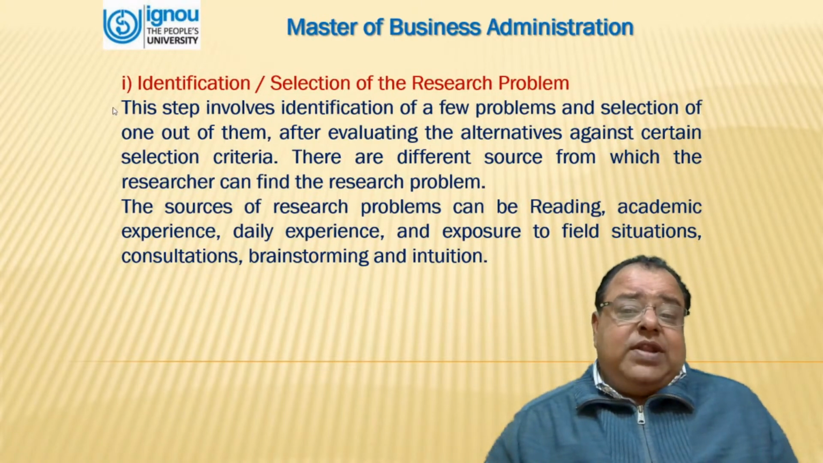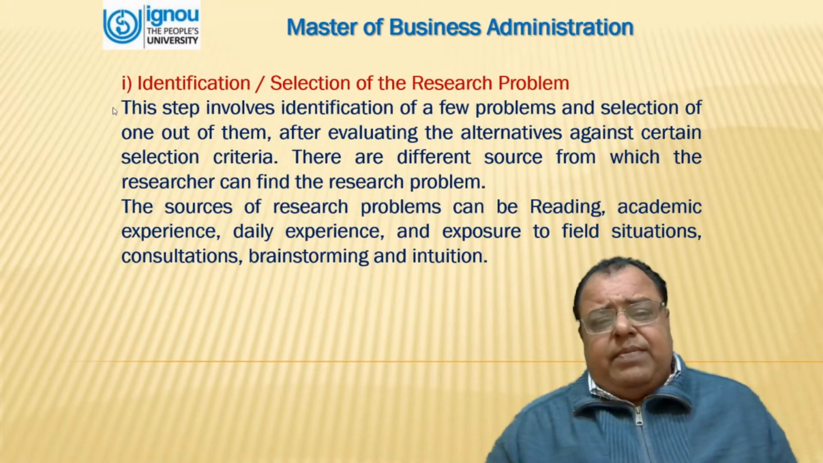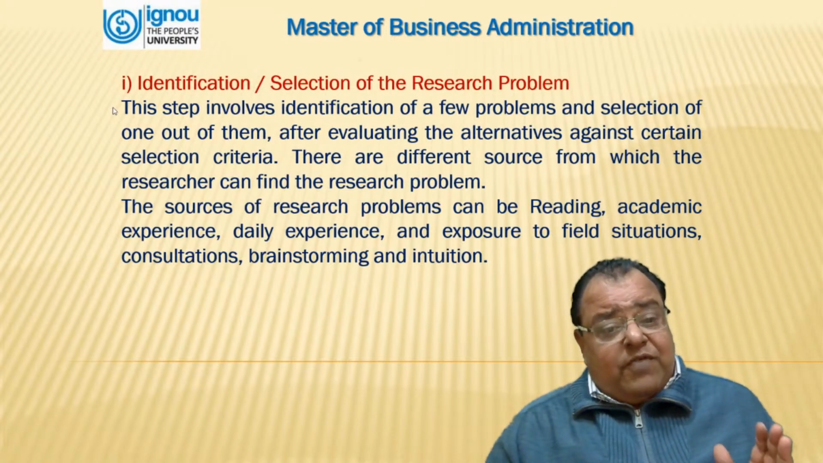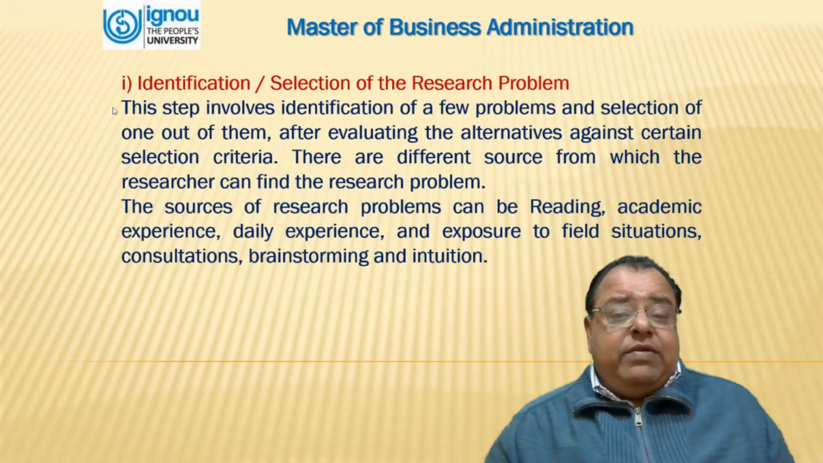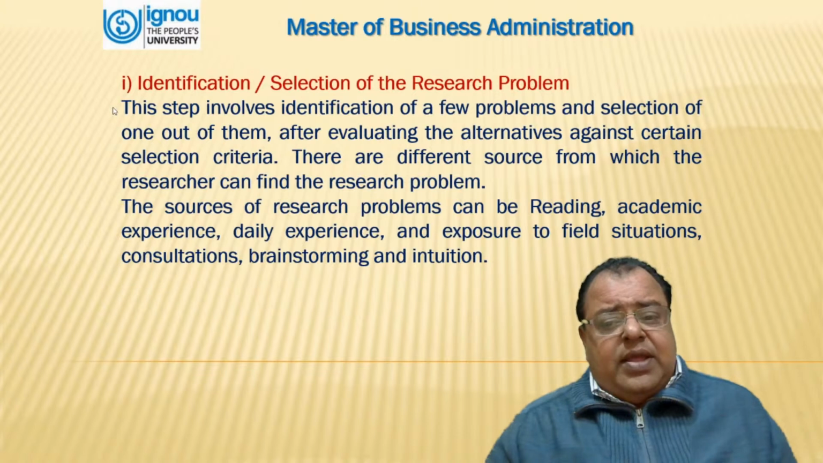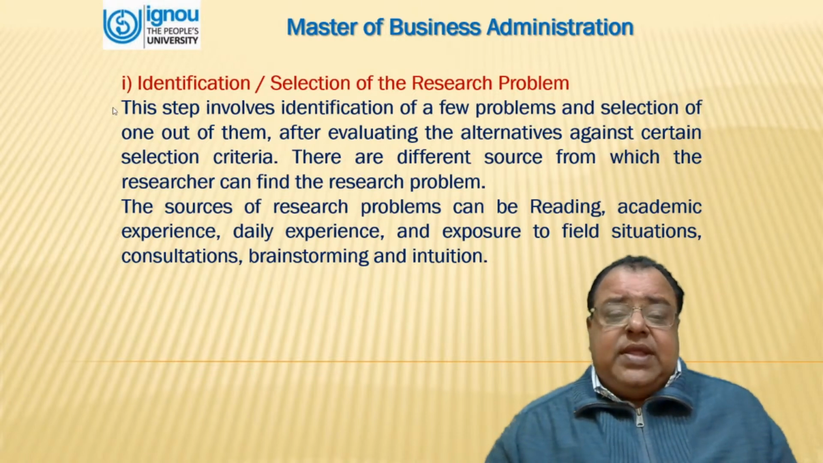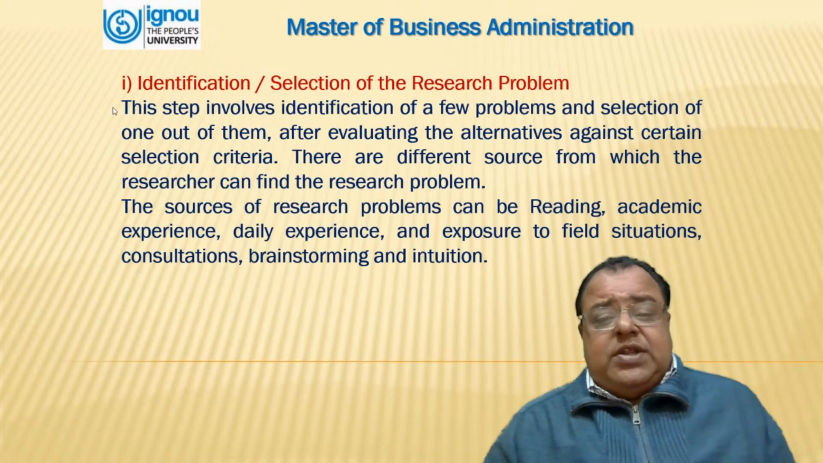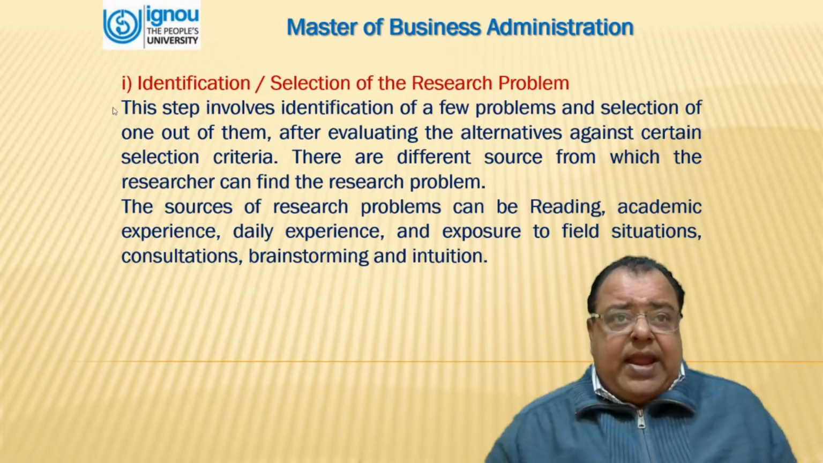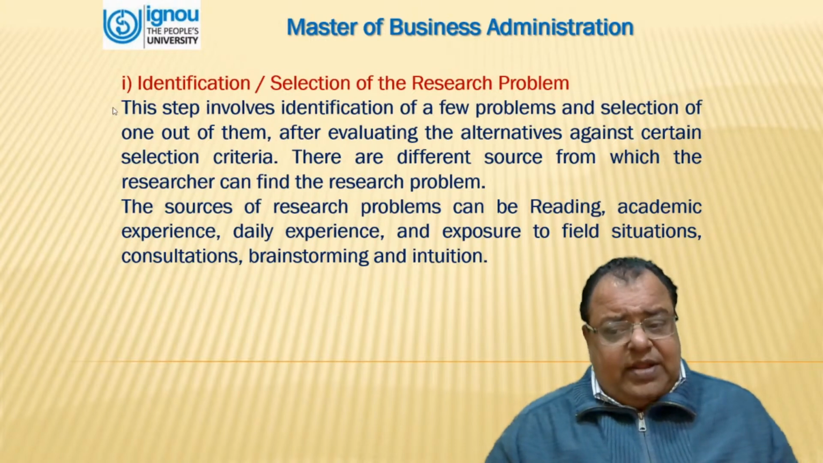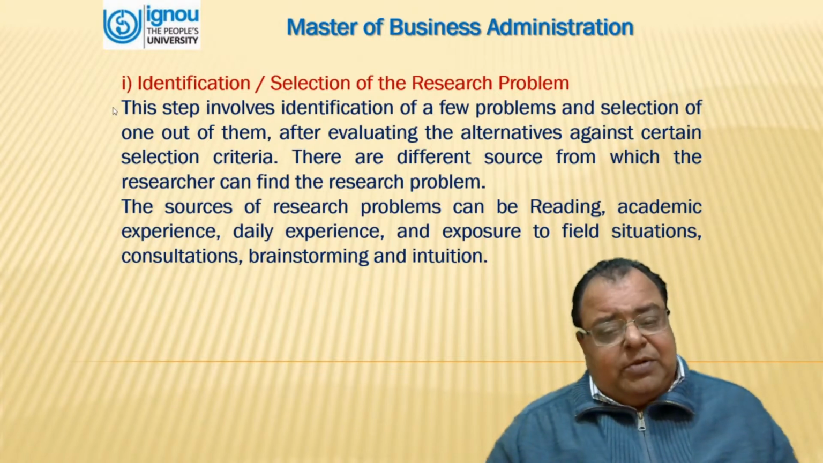Identification or selection of the research problem. This step involves identification of a few problems and selection of one out of them after evaluating the alternatives against certain selection criteria. There are different sources from which the researchers can find the research problem. The sources of research problem can be reading, academic experience, daily experience and exposure to field situations, consultations, brainstorming, and intuition.